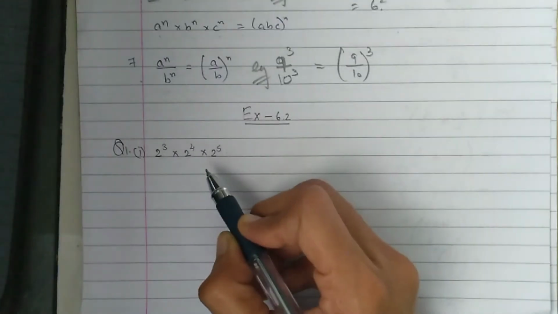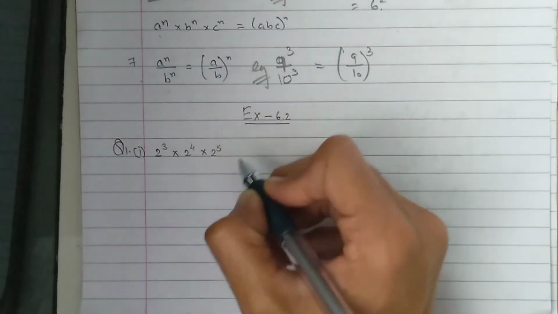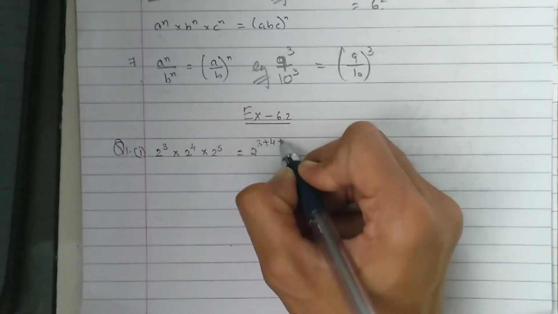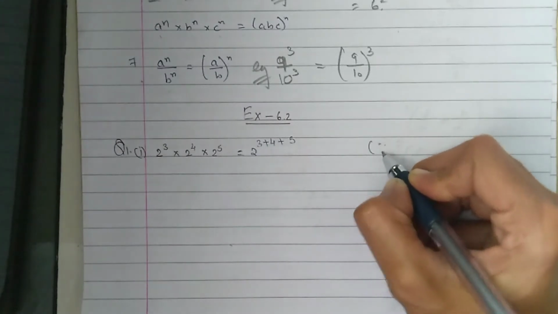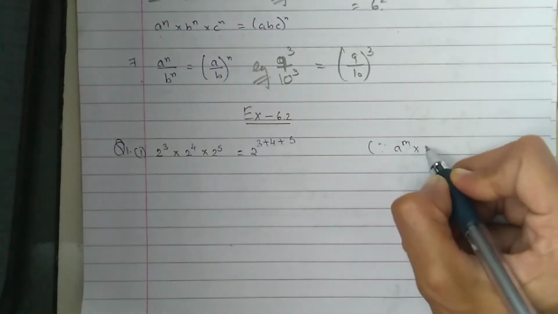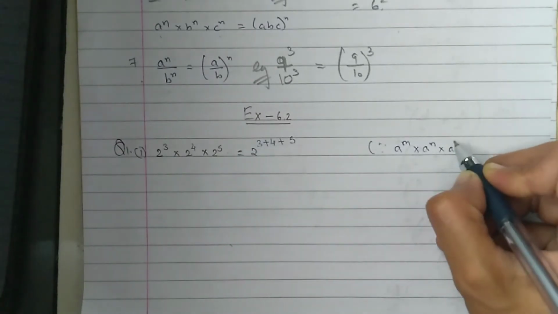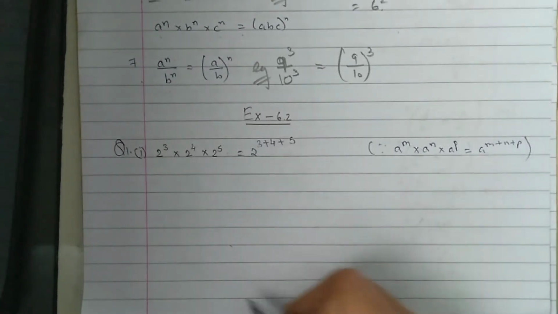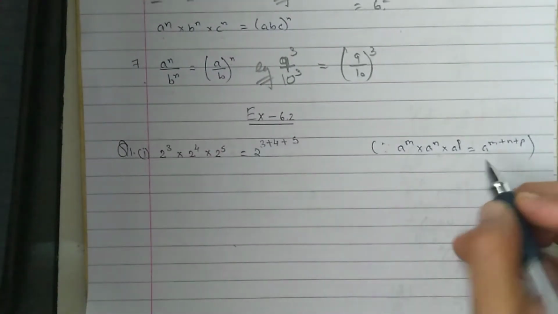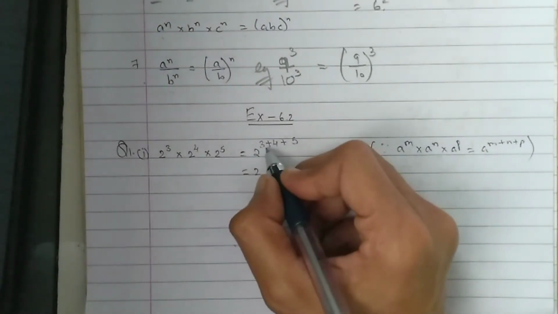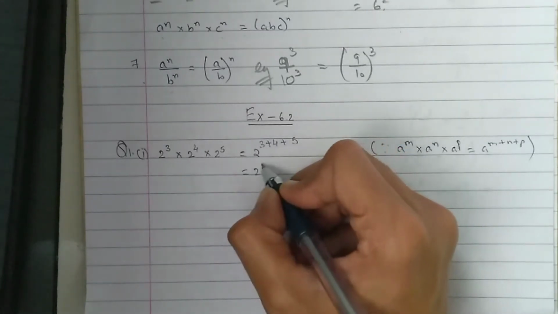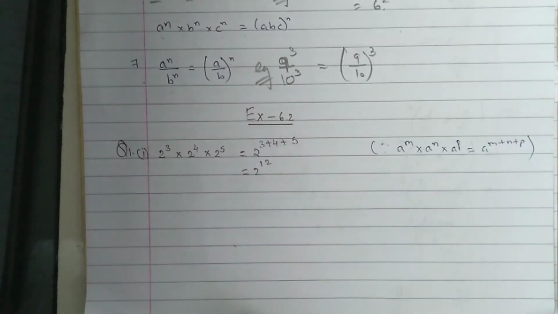First one: 2 raised to 3 into 2 raised to 4 into 2 raised to 5. How can we write it here? Equal to 2 raised to 3 plus 4 plus 5. Which law are we using? a raised to m into a raised to n into a raised to p equals a raised to m plus n plus p. Whichever law we use, we write it at the side. So 2 raised to what is the answer? 3 plus 4 is 7, 7 plus 5 is 12. So 2 raised to 12 is the answer. Simple. Now we'll do the second one.